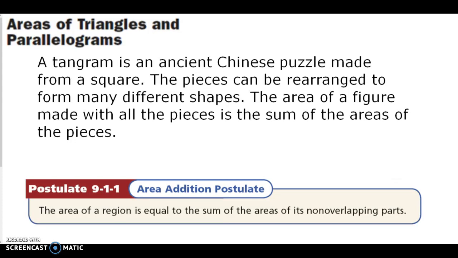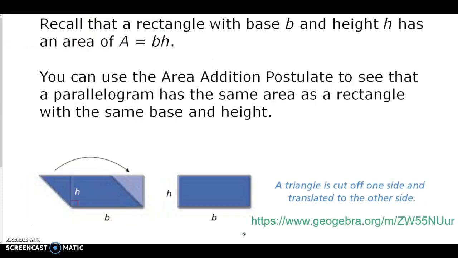Basically, what that's doing is using the area addition postulate. So it's taking the area of a square, cutting it up into different shapes, and then moving it around. Does the area ever change of those shapes? Nope. And you can still add up all the individual areas and find the area of that square or whatever you just made with that. How long have you guys known the area of a rectangle? Always. Since third or fourth grade.